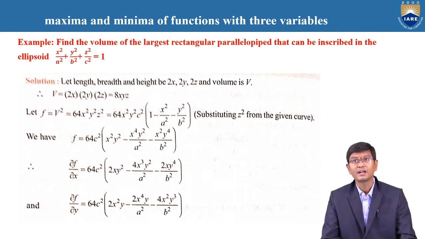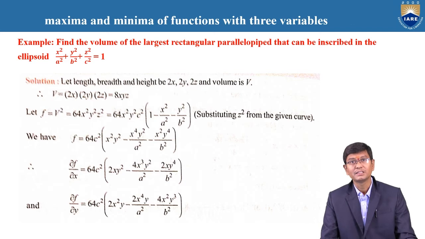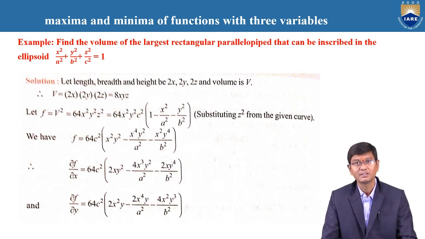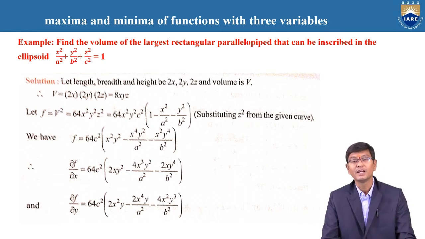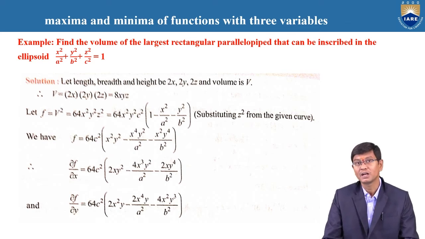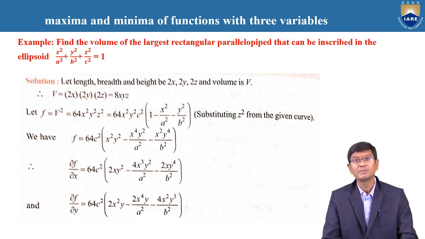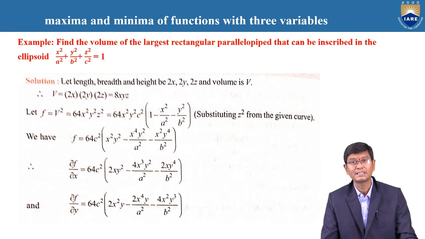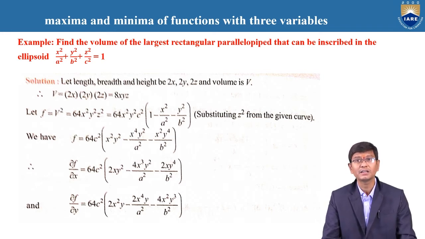Now V is equal to, given that, 64 into x square into y square into z square. Why? Because the equation x square by a square plus y square by b square plus z square by c square is equal to 1 is given already. Therefore, here we need to find out what z square is. From this equation, z square is nothing but 1 minus x square by a square minus y square by b square only. That is because of the given ellipsoid and the rectangular parallelepiped.